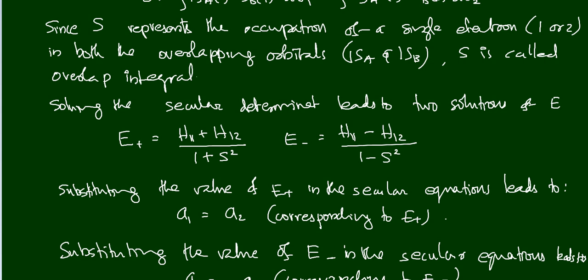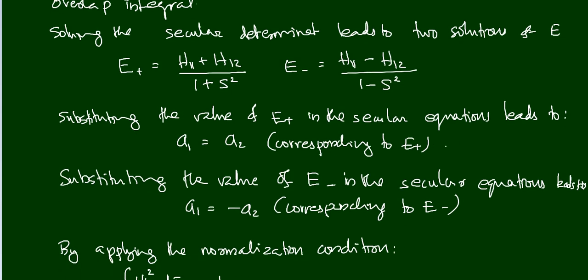Okay, according to what you learned earlier, it should be (H11 plus H12) divided by (1 plus S), that is what you have studied. But here, instead of S, we have taken S square. Therefore, it is 1 plus S square. Therefore, E minus is equal to (H11 minus H12) divided by (1 minus S square).